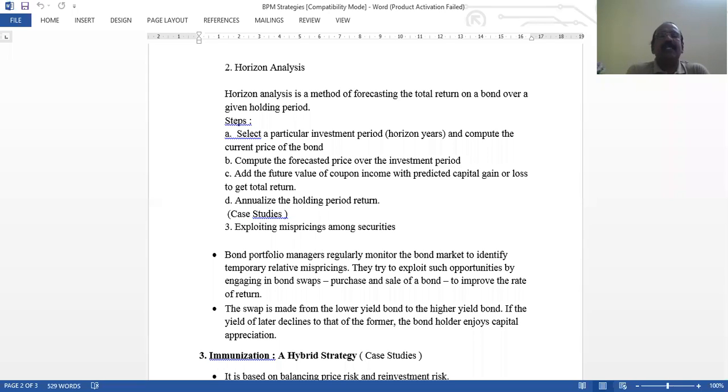Then get the annualized return. So annualized return, how do we get? 1 plus r power 1 by n minus 1. So it's a very important case study for section B. Bond portfolio management strategies, horizon analysis is a very important case study.